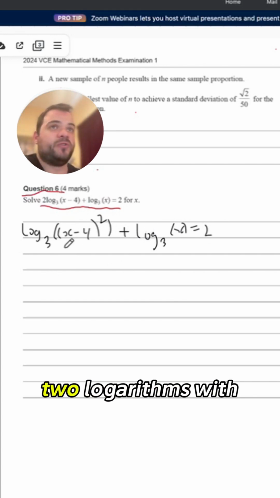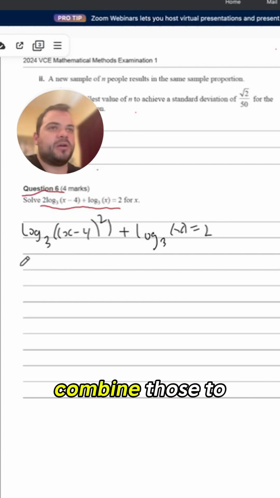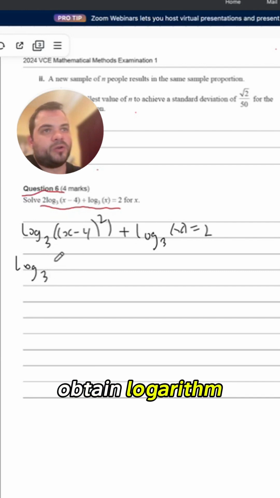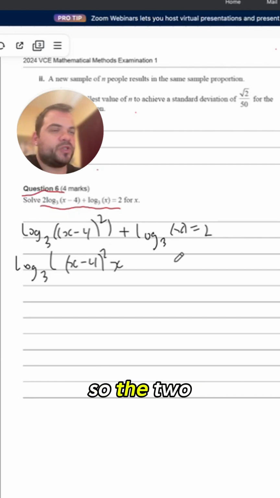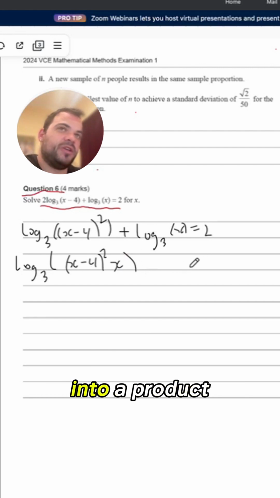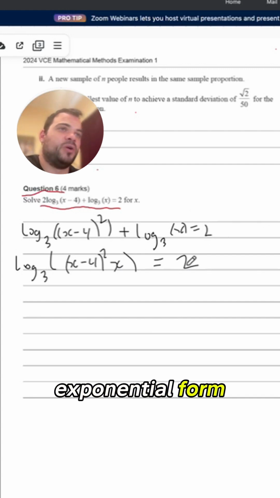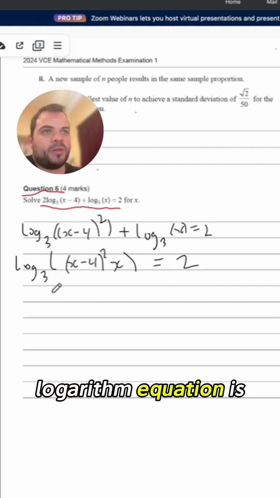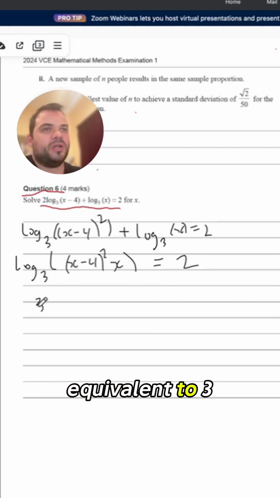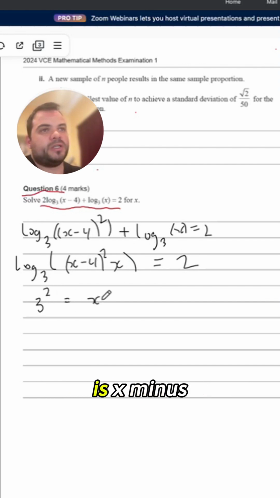Now I've got the sum of 2 logarithms with the same base, so I can combine those to obtain log base 3 of (x minus 4) squared times x. So the 2 results get combined into a product, and that's equal to 2. At this point, you want to turn this into exponential form. So this is the base 3, this is the power 2, this is the result (x minus 4) squared times x. So this logarithm equation is equivalent to 3 to the power of 2 is (x minus 4) all squared times x.